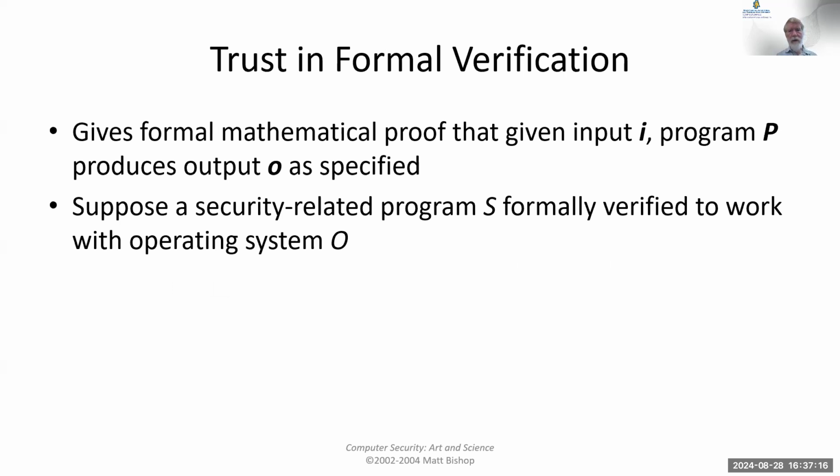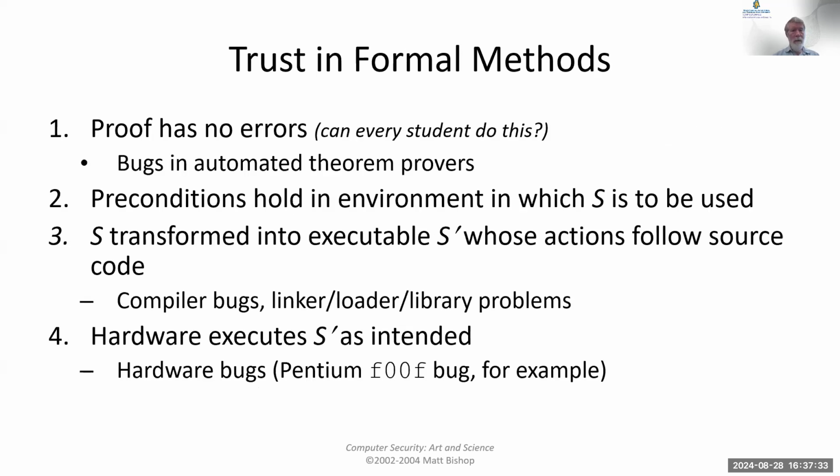In a formal sense, we hope that a given input for a program produces the output that you want. So we'll assume that some security program formally verifies something works with the operating system, and provides trust. To formally state trust, first you have to have a proof of trust. In the theory class in computer science, students do proofs, and not all of them are correct, I might point out. So there are even bugs in automated theorem proving.